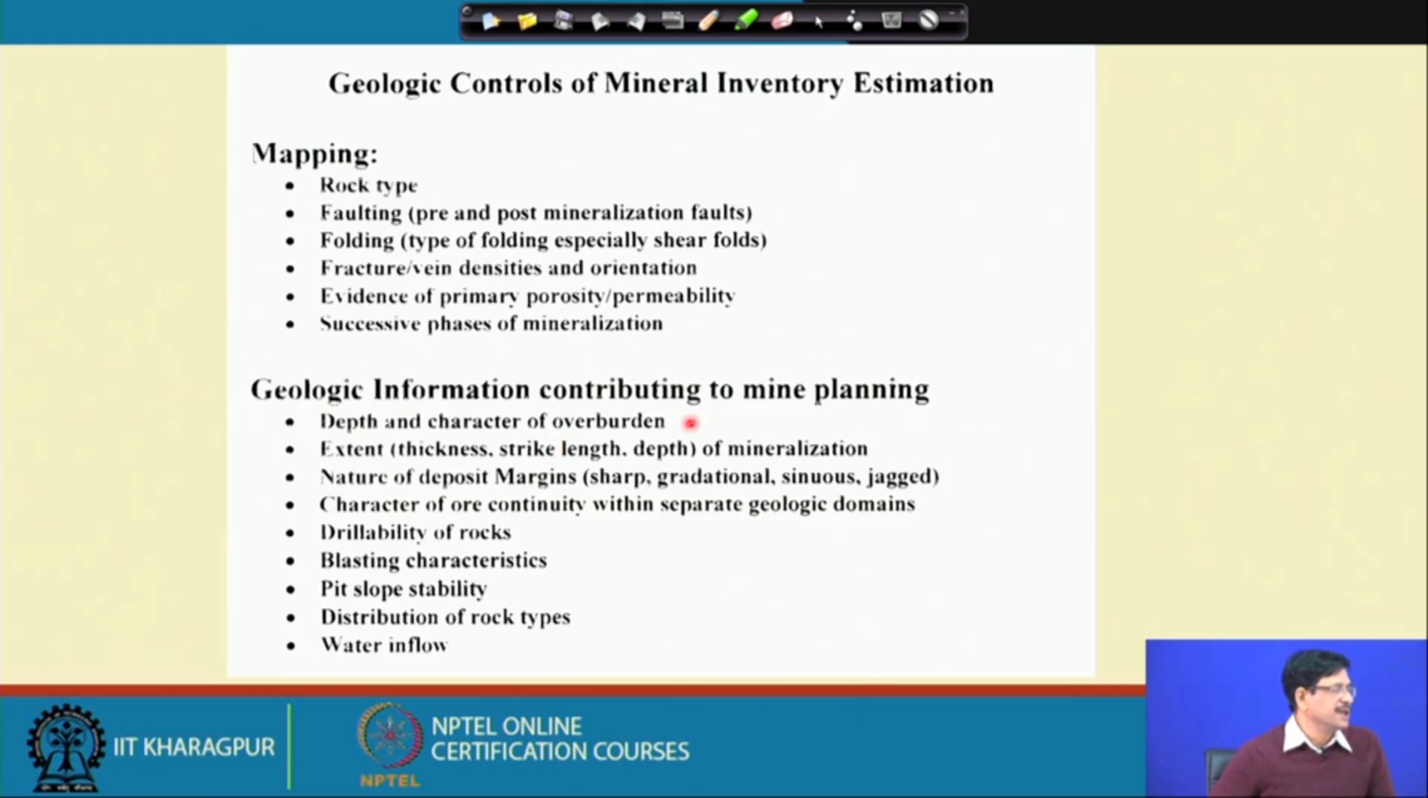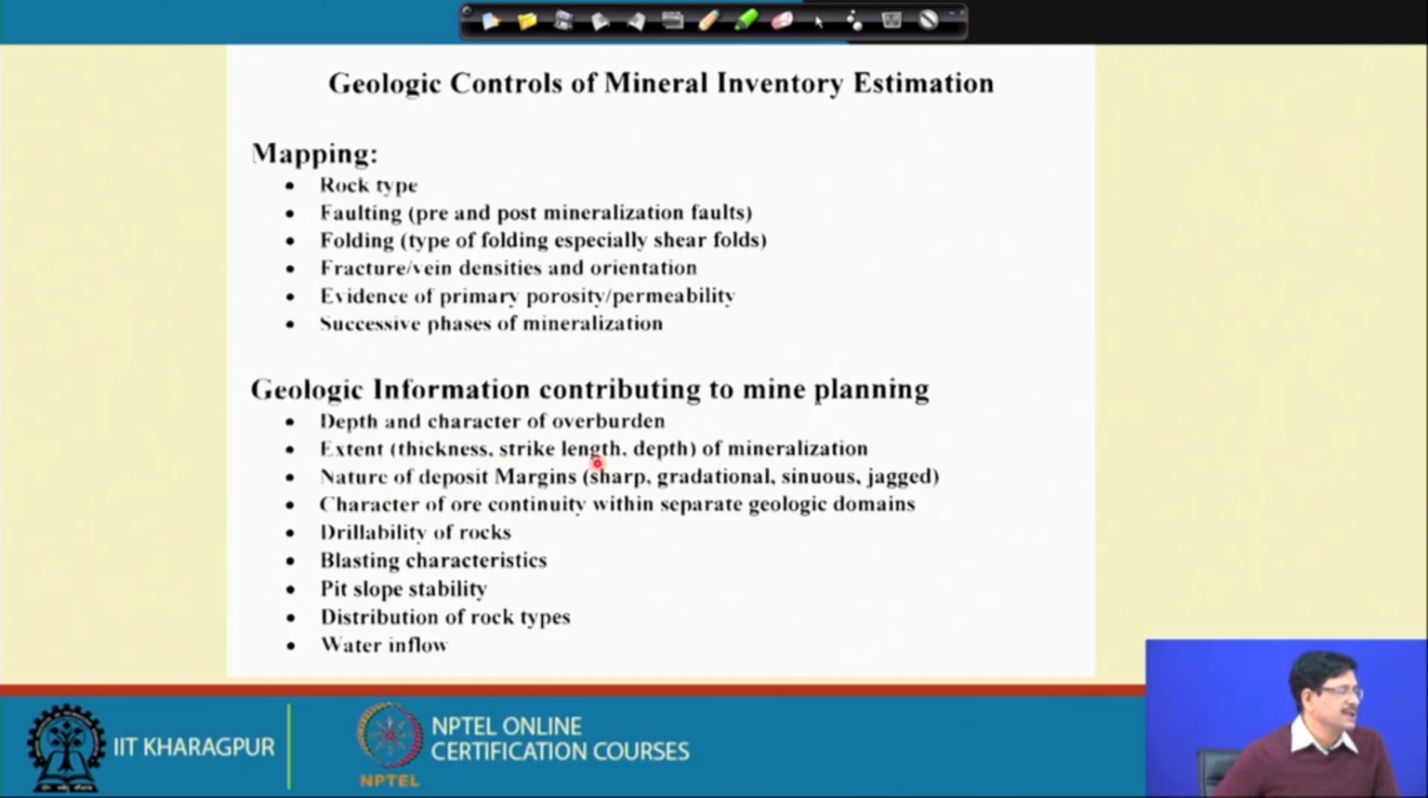First of all, the depth and character of overburden, which we have already discussed in terms of the strip ratio, because the oxidized cap or the weathered horizon above the ore body is an important parameter which has to be estimated, and accordingly the development that is required for the ore body to be mined is planned. So, generally these points contribute more to our surface mining process.